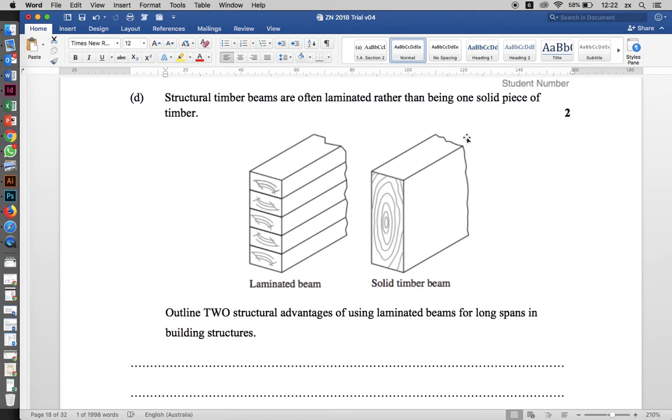Okay, finally over the page, question 22D. Structural timber beams are often laminated rather than being one solid piece of timber. Identify two structural advantages. Structural advantages means you can't say cost.